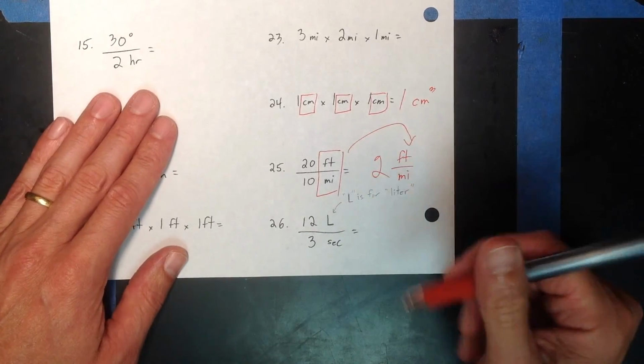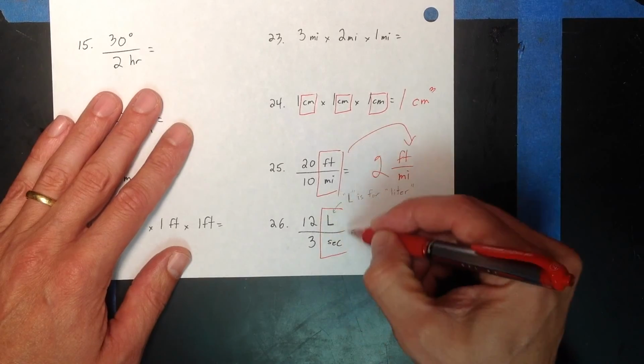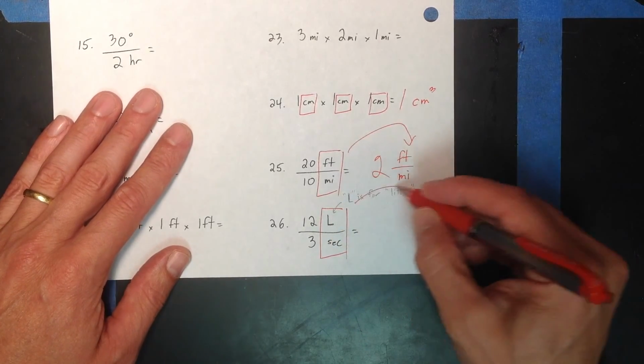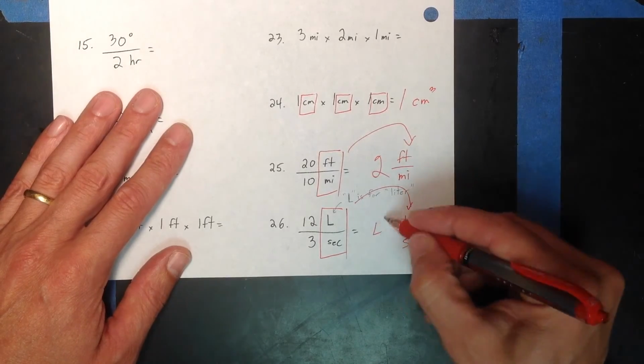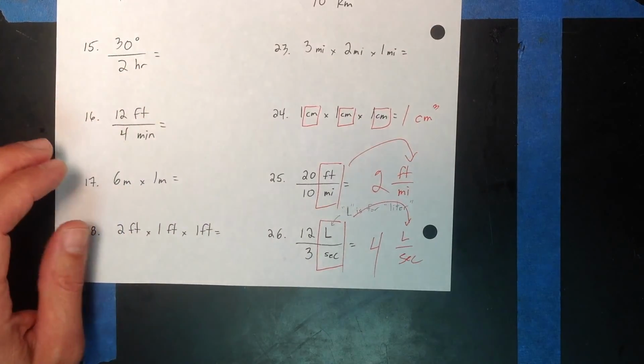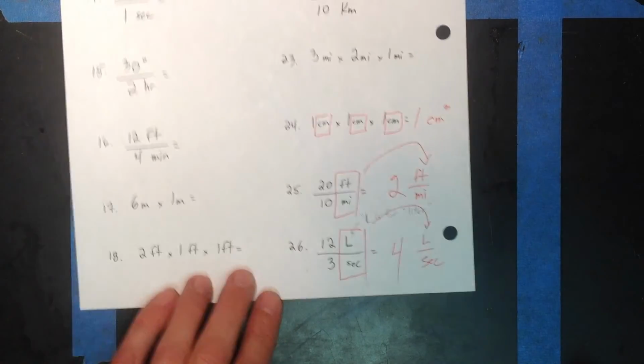And then 12 liters in 3 seconds. So say it's water flowing out of a faucet or something, and you get 12 liters in 3 seconds, or out of a fire hose or something like that. That carries over, so your answer is going to be liters per second. And then 12 divided by 3 is 4. Okay, so hopefully that makes sense. That was a lot of examples there. You see the same pattern over and over.